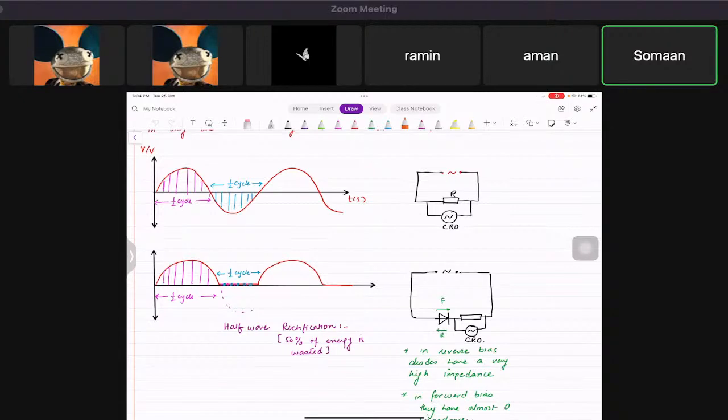Sir, could you explain again what is meant by impedance? Just the resistance. Oh, okay, sir.